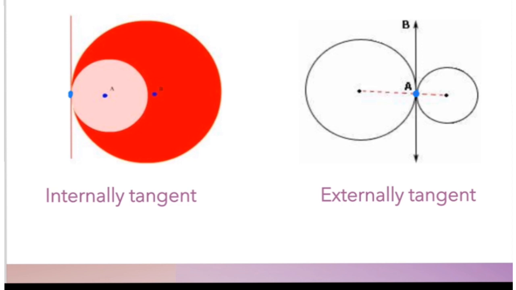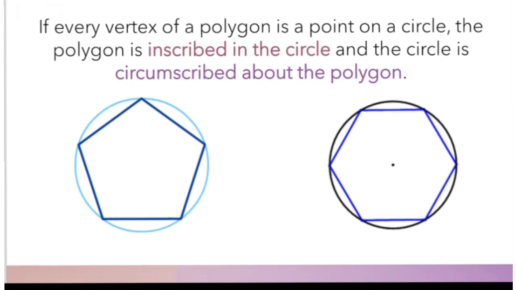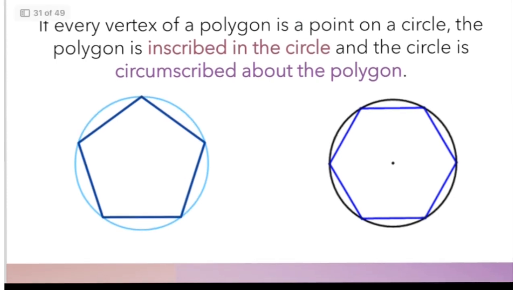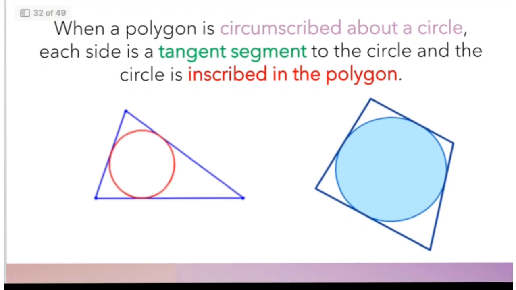The reason I'm showing this is, as you can see, the images wherein you can see a circle inside another circle. That kind of concept is what we call having polygons inscribed inside another one. As stated here, if every vertex of a polygon is a point on a circle, the polygon is inscribed in the circle, and the circle is circumscribed about the polygon. It could also work both ways: when a polygon is circumscribed about the circle, each side is a tangent segment to the circle, and the circle is inscribed in the polygon.